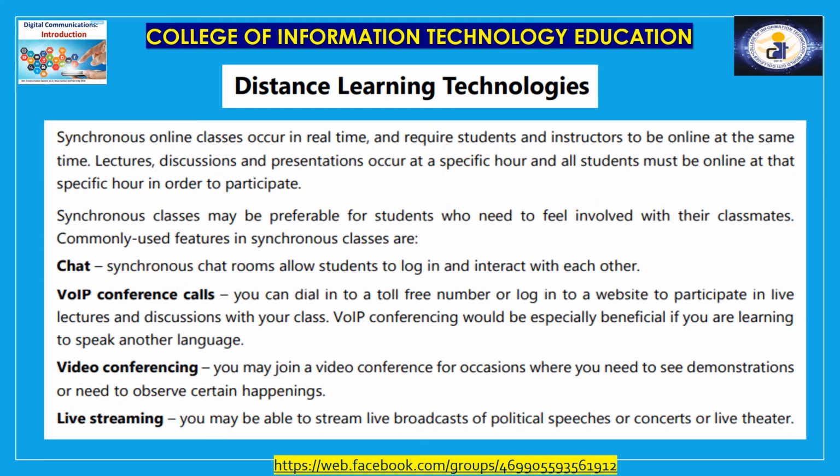Synchronous online classes occur in real time and require students and instructor to be online at the same time. Lectures, discussions, and presentations occur at a specific hour, and all students must be online at that hour in order to participate. Synchronous classes may be preferable for students who need to feel involved with their classmates. Commonly used features in synchronous classes are chat, VoIP conference calls, video conferencing, and live streaming.